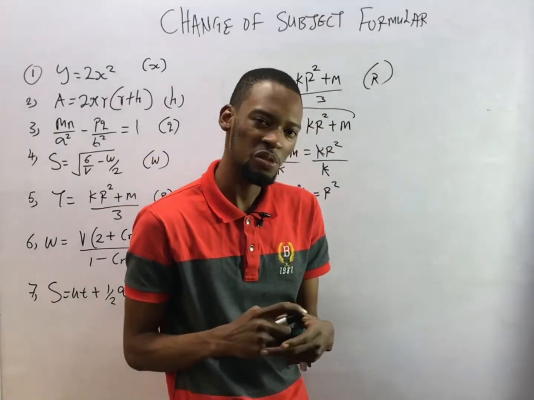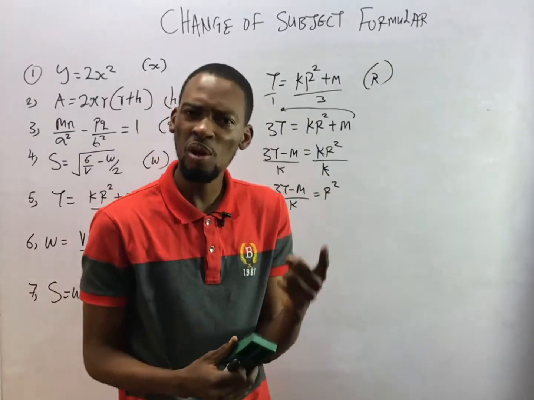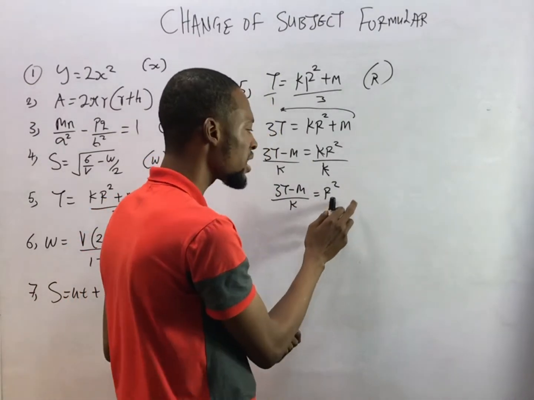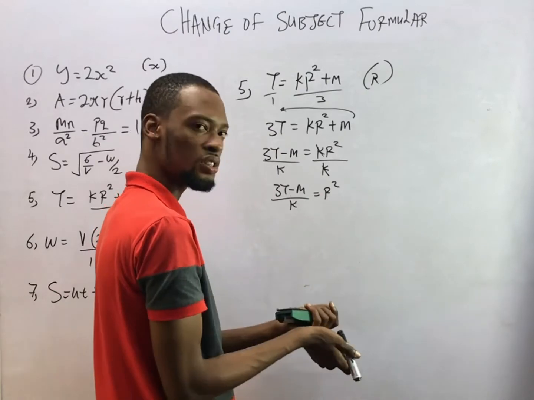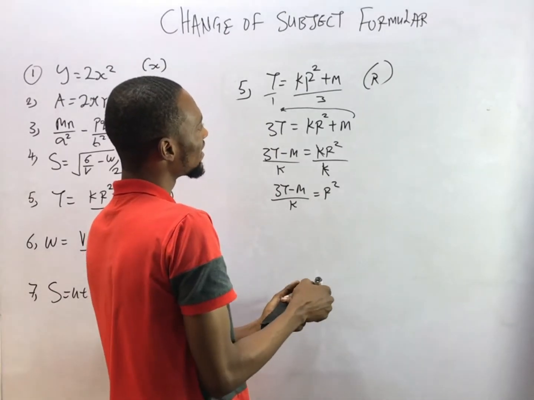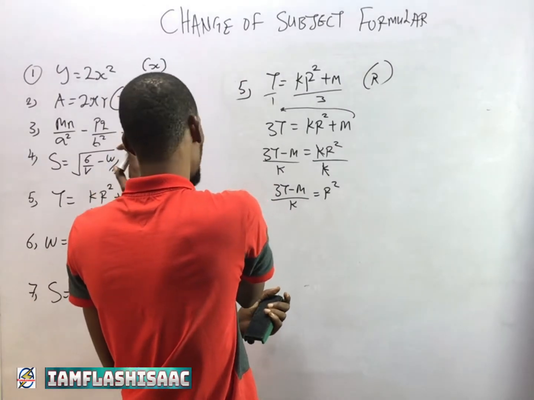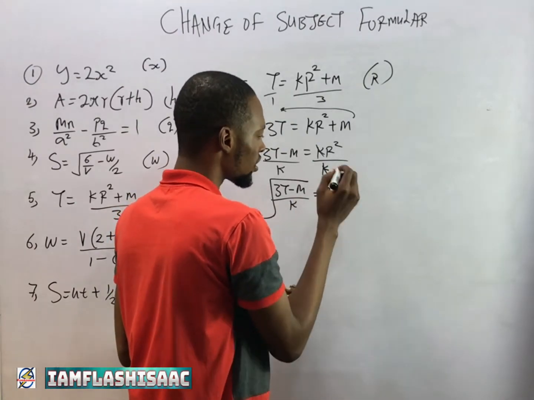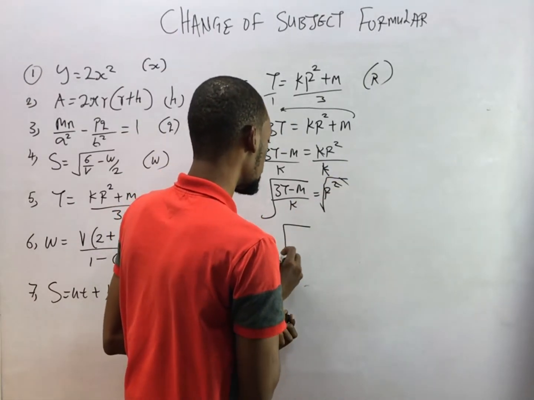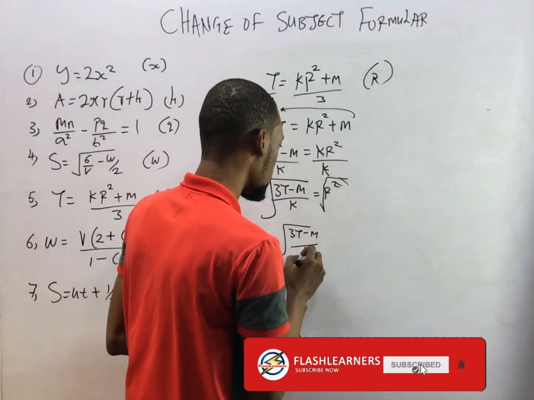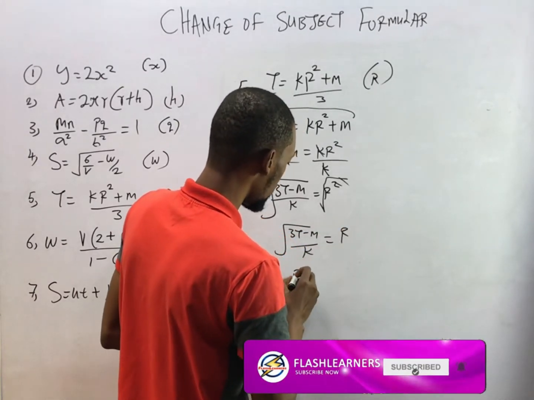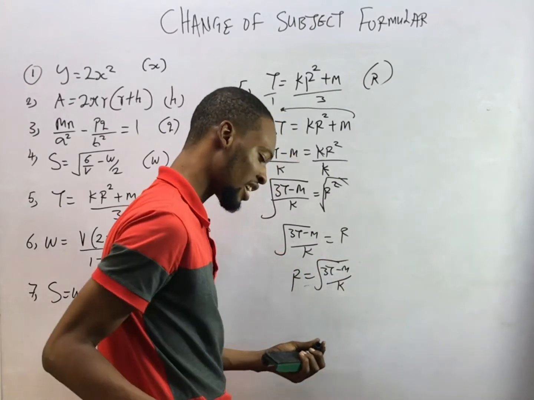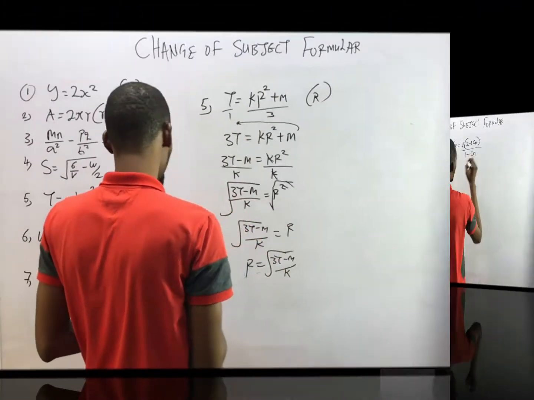And again, we don't need r square. They say make r subject formula, not r square. How do we do that? R is square, so to remove square, we look for square root. So we are not doing inverse. This one, we are removing square root and we squared. So now we are removing square, we are square rooting. So that means square root of here, square root of here. This square will cancel this square root. So you now have square root of (3t minus m) over k is equals r. So r is equals square root of (3t minus m) over k. So that is the answer. We've made r subject formula.